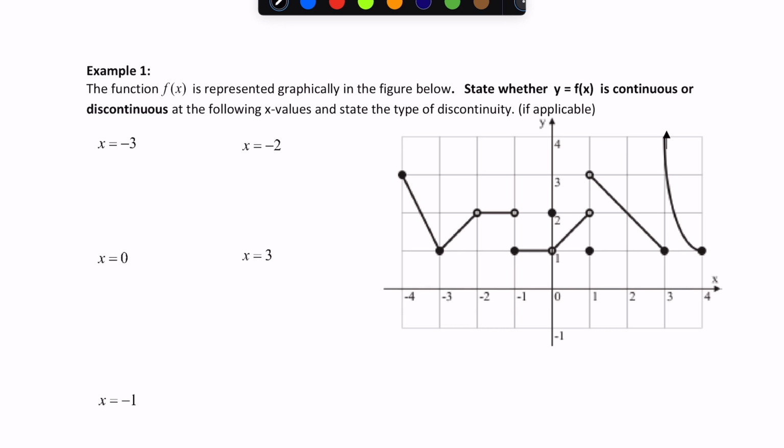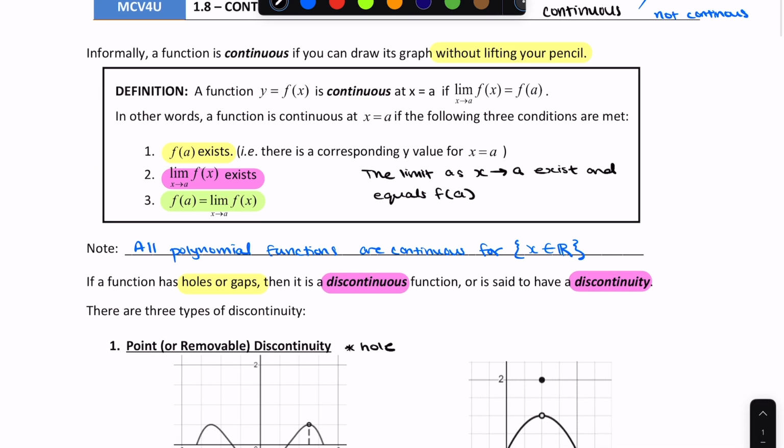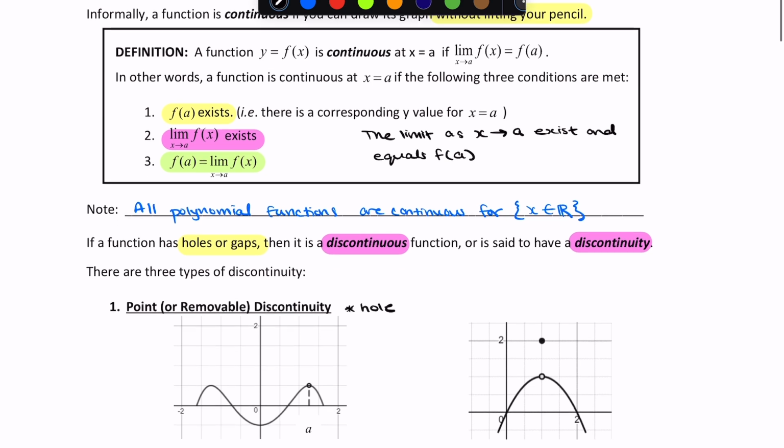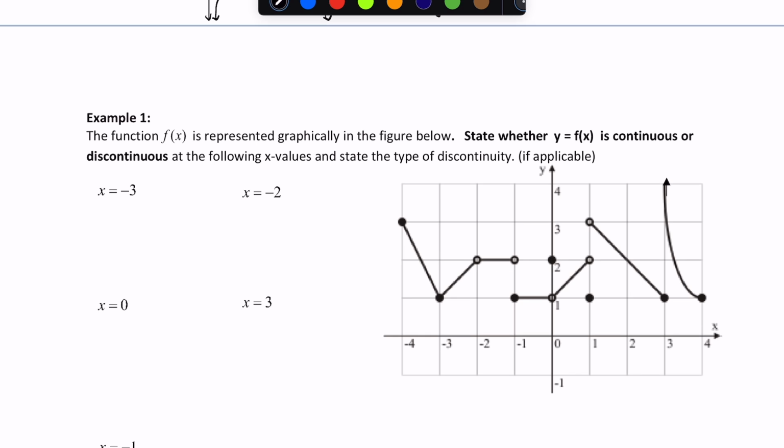Okay, so let's look at x equals -3. Here, if we go to the graph on the right, we can see that there's a particular y value. Remember, there's a corresponding y value, the limit exists, which means the left hand and right side limits agree, and the value is the same as f of x. So here we can indicate that it is continuous.